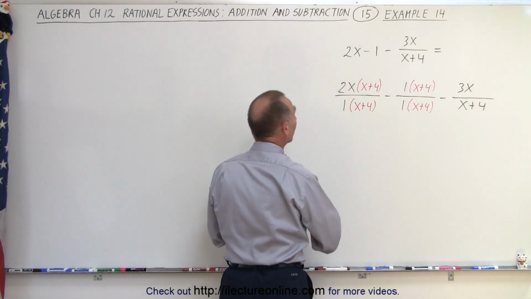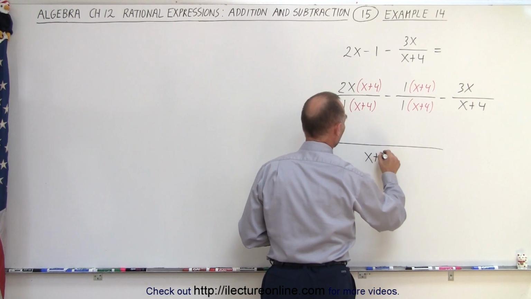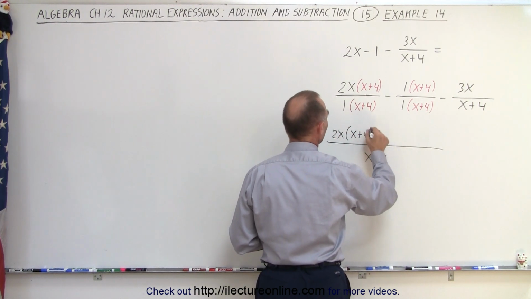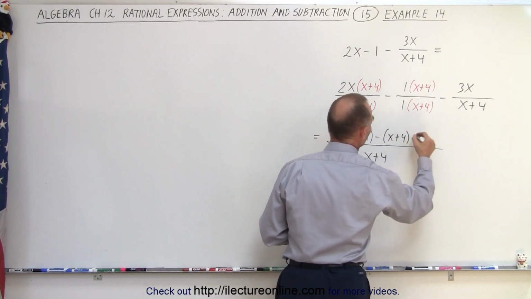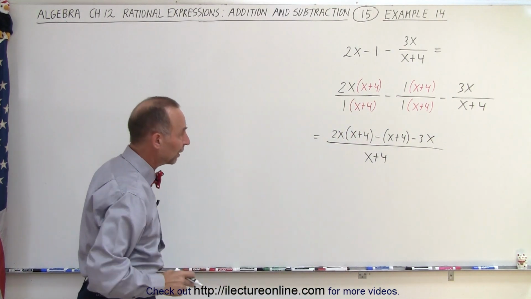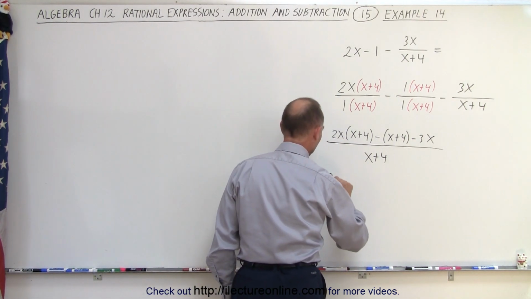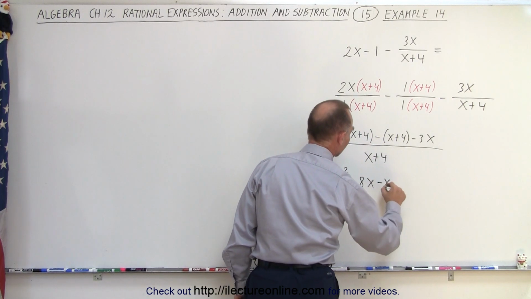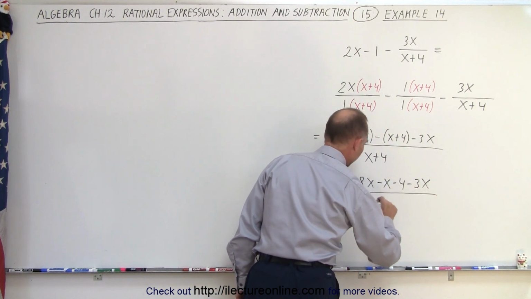So now this can be written over the same common denominator of x plus 4, and in the numerator we have 2x times x plus 4, minus x plus 4, and minus 3x. And what we have to do now is multiply the numerator and collect common terms. So this is equal to 2x times x, which is 2x squared, plus 8x minus x minus 4 minus 3x, all divided by x plus 4.